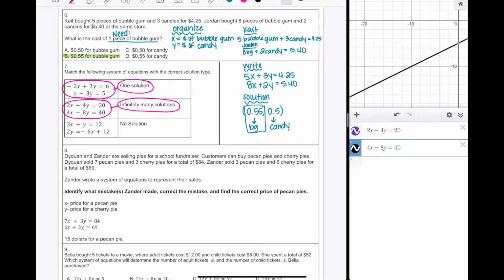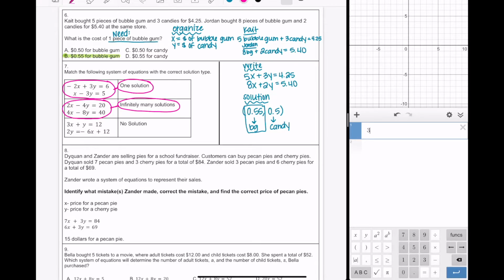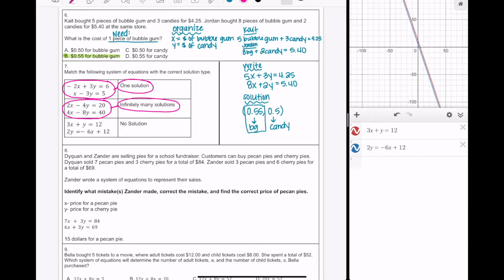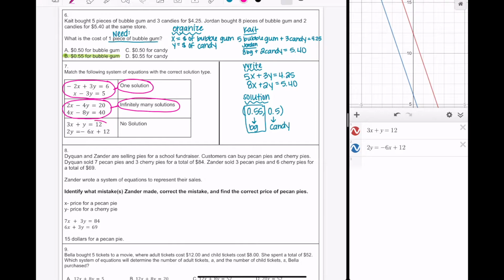Now it may not match up just like this. It looks like the last one is obviously going to be no solution, but we're going to check it anyway. So 3x plus y equals 12, and 2y equals negative 6x plus 12. Now as I zoom out on these, it looks like they are parallel lines, so they have no solution because they do not intersect.